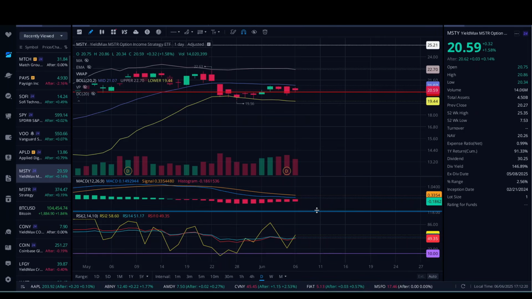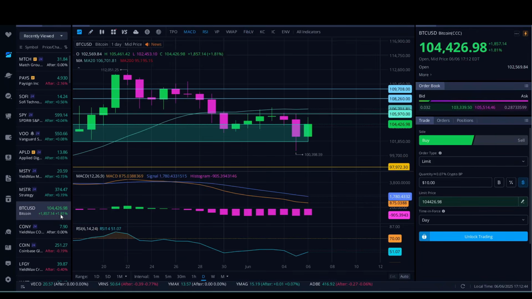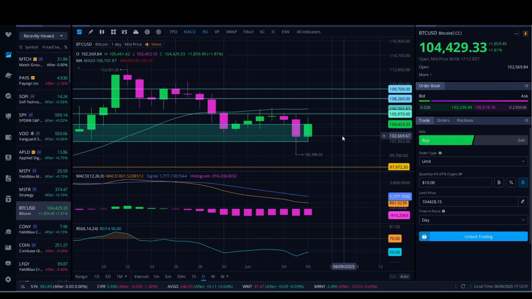But to better understand it all here, both MSTY and MSTR, they are Bitcoin plays, right? Because MSTY uses MSTR and MSTR owns a lot of Bitcoin. So therefore it is subject to change as Bitcoin changes. And as you can see, we did pop back up to about 104.4K currently. So it is 1.8% up from yesterday.